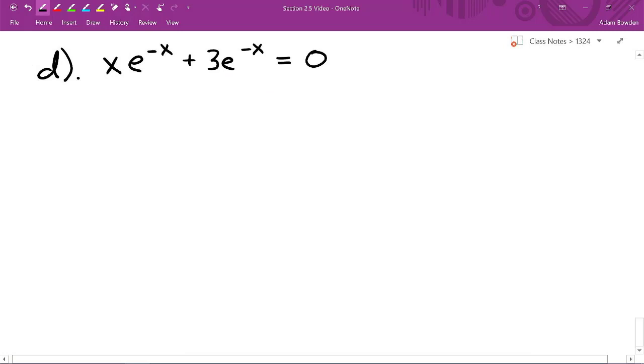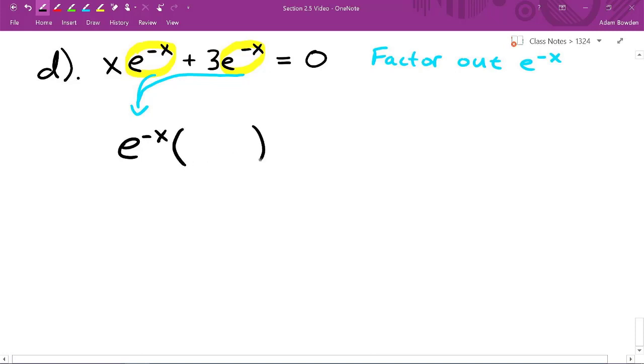Here let's look at x times e raised to the negative x plus 3e raised to the negative x equal to 0. In order to solve this one, we can't actually get the same base on both sides. We actually need to recognize the fact that this e raised to the negative x is a common factor of both terms. So what I'm going to do first is factor out the e raised to the negative x. If I do that here, it'll come out as a single e raised to the negative x, and then next to it in parentheses, I'll write x plus 3, and then that's equal to 0.